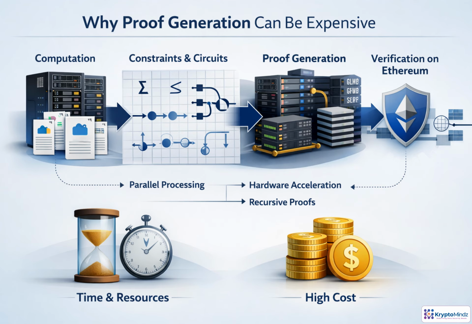Proof generation is expensive because the prover must translate real transaction execution into constraints and circuits, then prove that every step was followed correctly. More complex smart contract logic increases the proving workload. Teams reduce this burden with parallel processing, specialized hardware, and recursive proofs, but those choices add engineering and infrastructure cost. Verification on Ethereum stays lightweight because the heavy work has already been done off-chain.